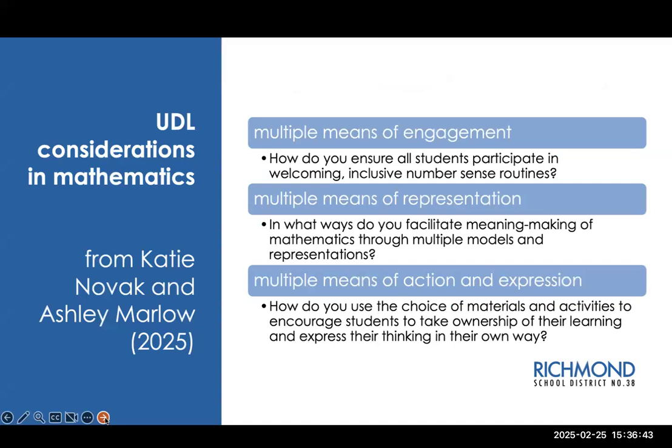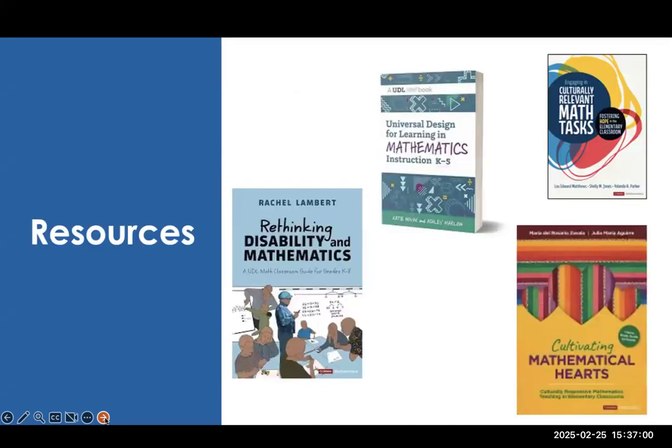So Katie Novak and Ashley Marlowe in their UDL book specific to mathematics talk about multiple means of engagement, multiple means of representation, and then multiple means of action and expression being particularly important in mathematics teaching and learning. The resources that we're drawing upon for this series include that book by Katie Novak, but also Rachel Lambert's work around rethinking disability and mathematics, and also thinking about culturally sustaining pedagogical practices and drawing upon books like Cultivating Mathematical Hearts and Culturally Relevant Math Tasks, again, to create that sense of connectedness and belonging and inclusive practices in our math classes.